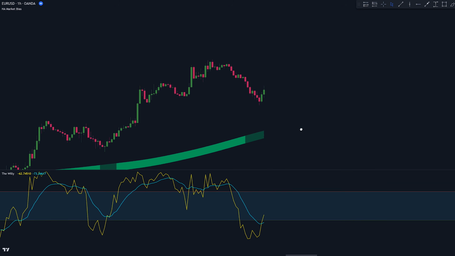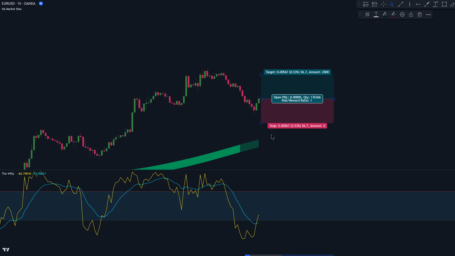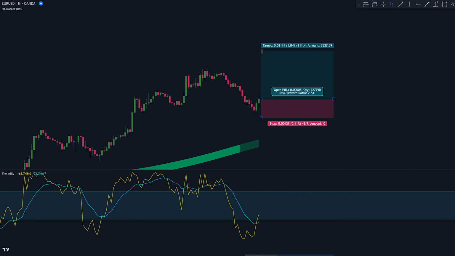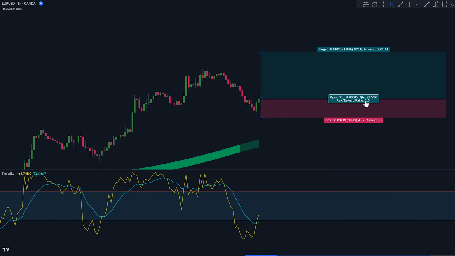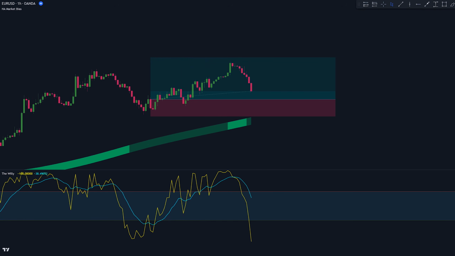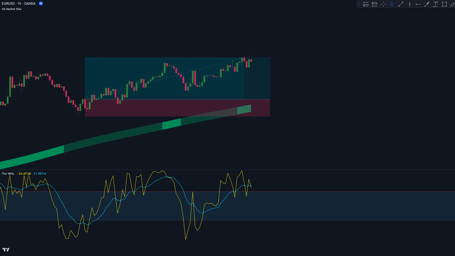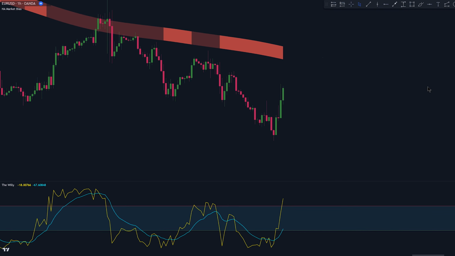All our entry conditions are met on this candle, so we're going to enter a long trade. The stop loss is going to go below the most recent swing low, and for the take profit, we're going to set it at 2.5 times the risk. We let the trade run and take profit. For short trades, we're just going to do the opposite.